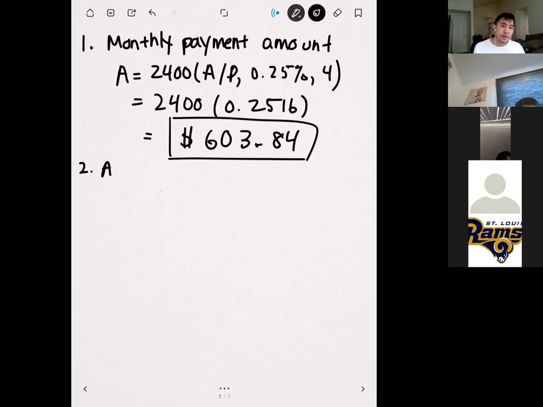So pretty straightforward. You just take whatever the initial cost was, or the initial balance on the loan, and then you convert it to an A using either the tables or the formulas.